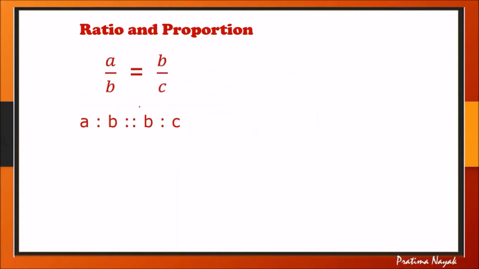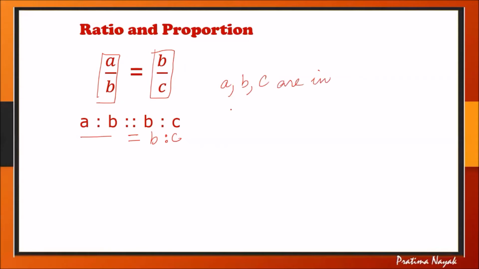Like this. Here also we'll apply the concept: A colon B, you can see these two colons mean is equal to B colon C, or A ratio B is equal to B ratio C. Here another term we use is that A, B, C are in continued proportion. They are in continued proportion.